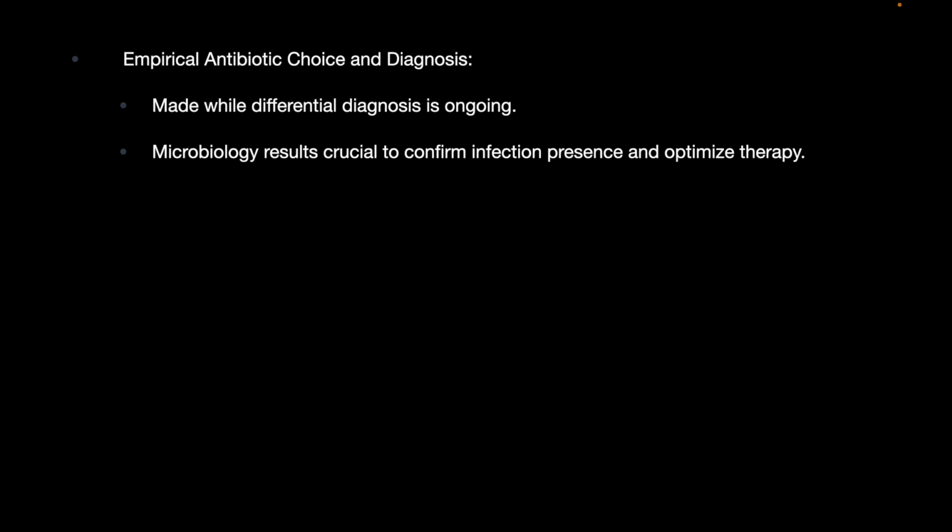So, how do we do this? You have to make a differential diagnosis of what could be the reasons for this particular sepsis. It can be either primary or secondary. If secondary, then we need to know the source. Microbiological results are crucial and they will help us in optimizing therapy, but unfortunately they are going to come later on, and whether they will be positive or not, we are not very sure.